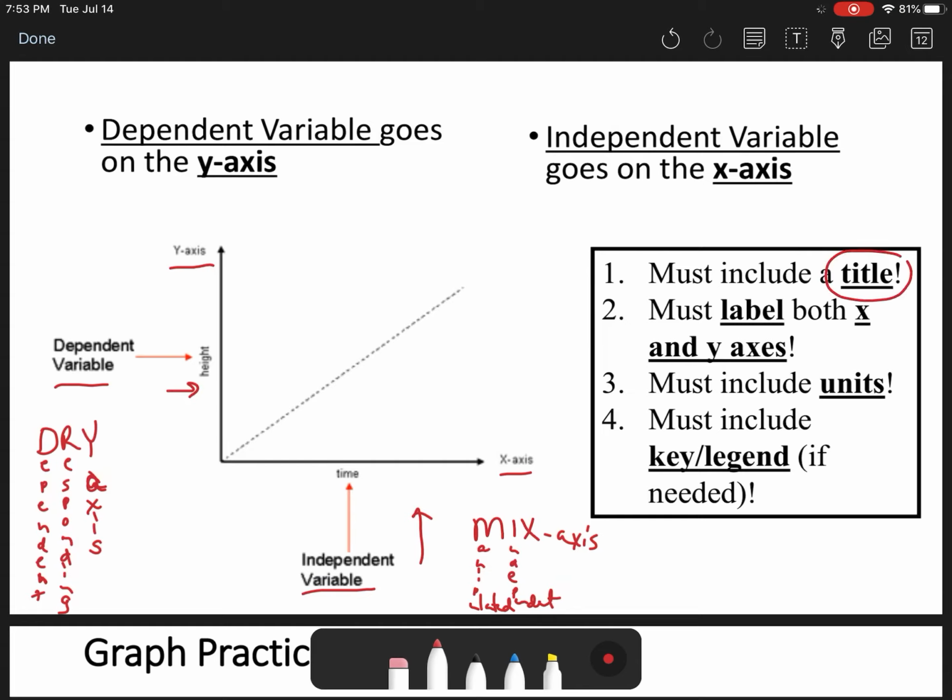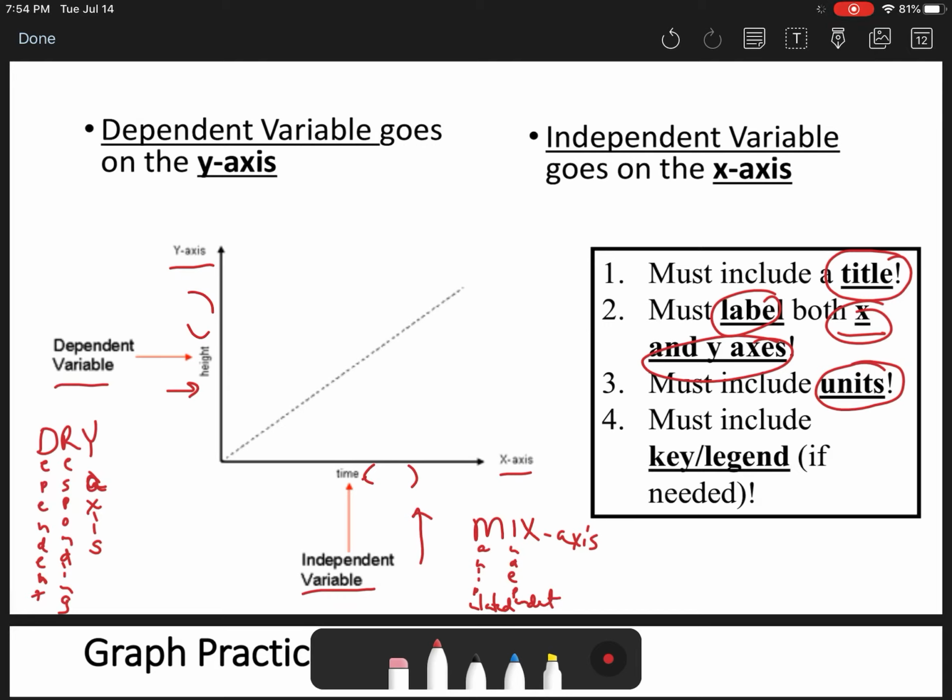graph, you have to include the title. You have to label both the x and the y axes, okay? So make sure you get both of those labeled here. See how we have time here and height? You must include units. Notice how this didn't have it. We don't know for time if it's minutes, seconds, days, years. So you always need to, in parentheses, include your units. Same with height. What were they measuring in? Were they measuring in millimeters? Were they measuring in meters? Were they measuring in inches? We need to have a unit here if possible.